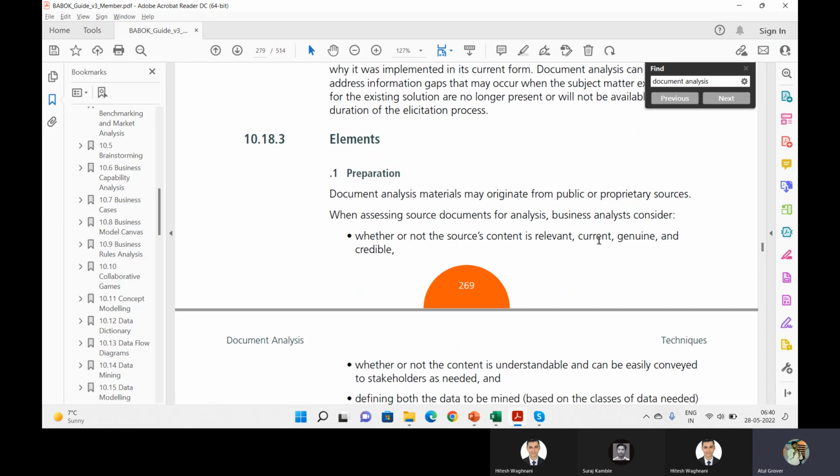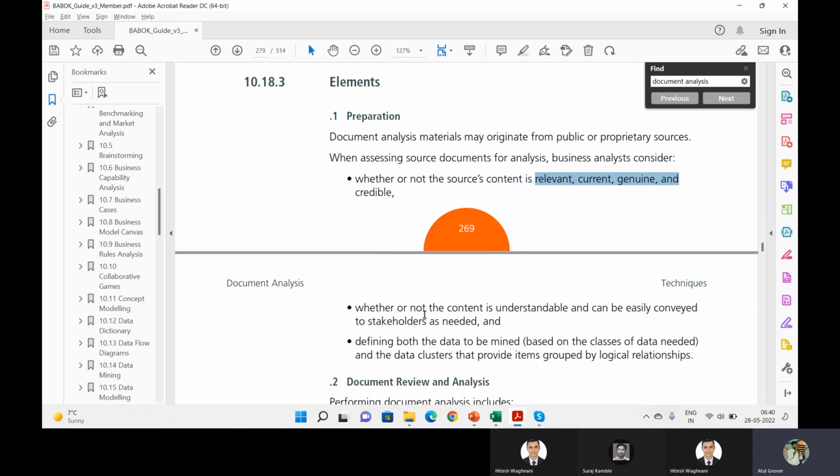If I give this book to anyone, it is not useful, because ServiceNow, which existed in 2010, has completely changed now. Almost everything has changed. So it means whenever you are doing the preparation, you should make sure that you are getting relevant, current and credible documentation only.